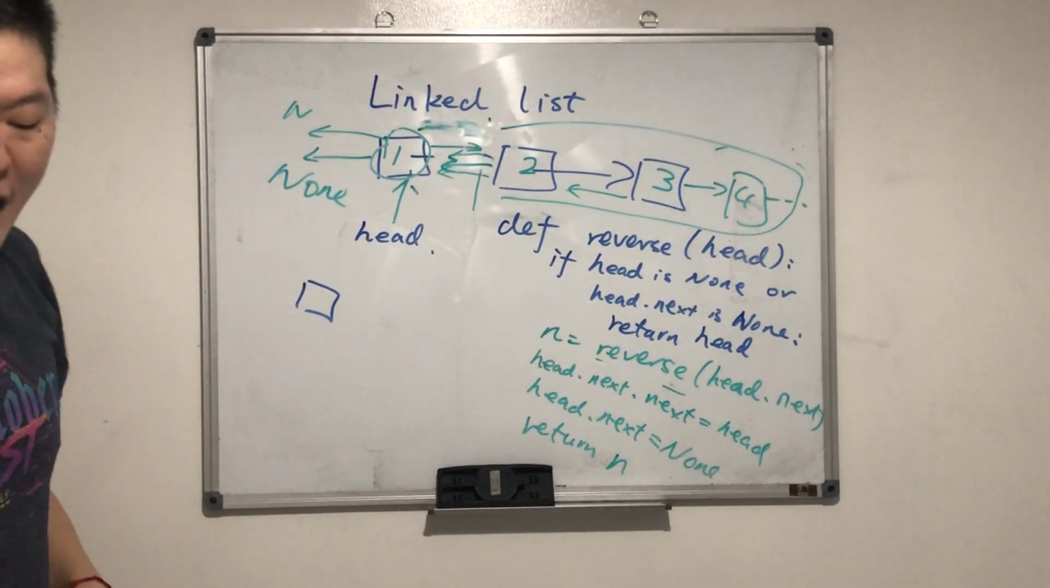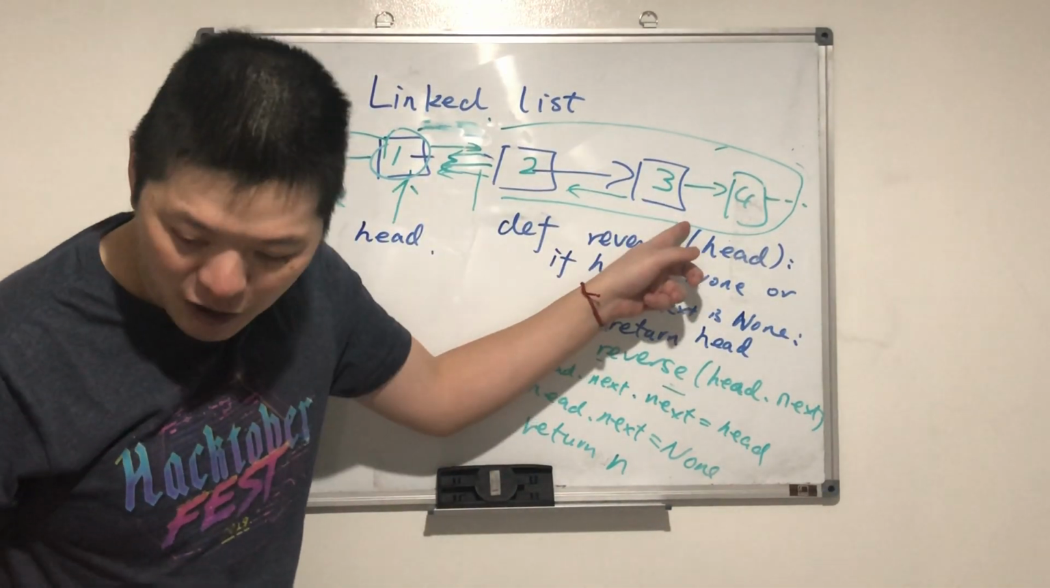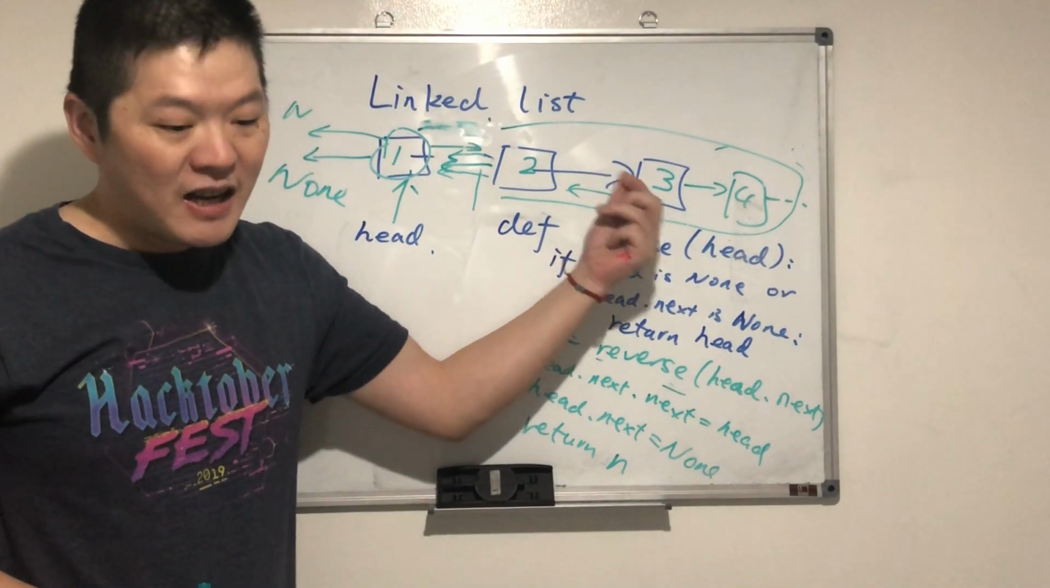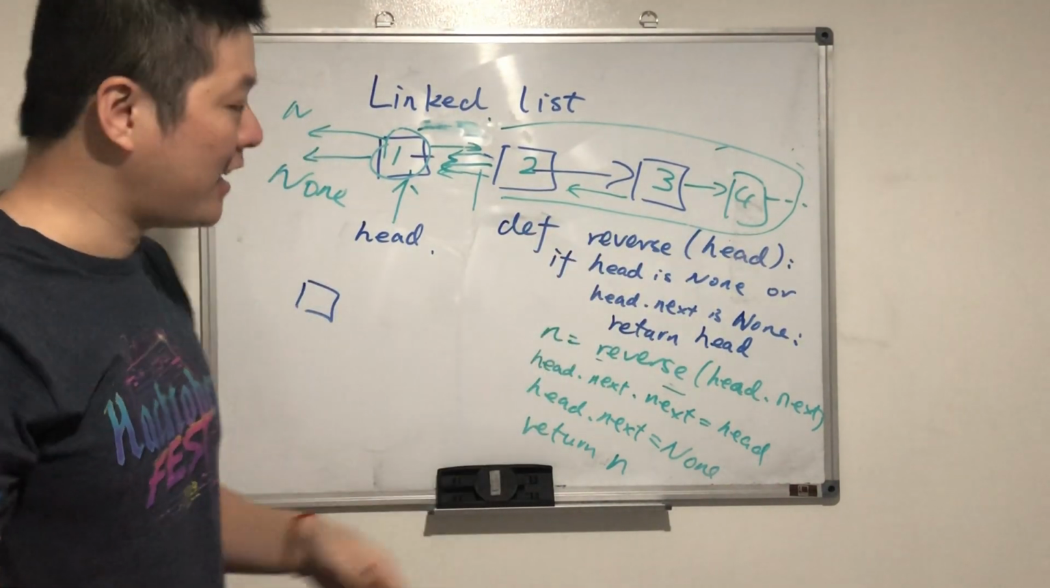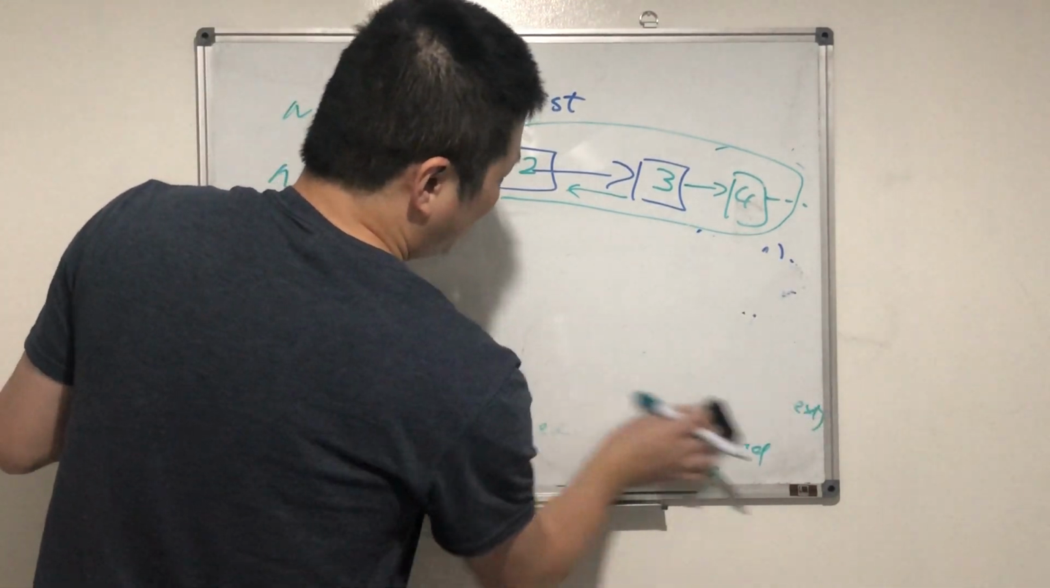Complexity: O(N), where N is the number of the nodes in the linked list, because we have to visit each node and change the direction. Good job. How can we do it without recursion?